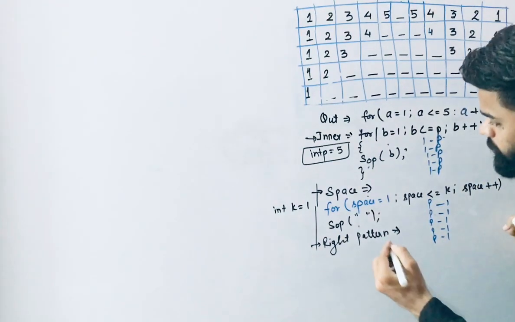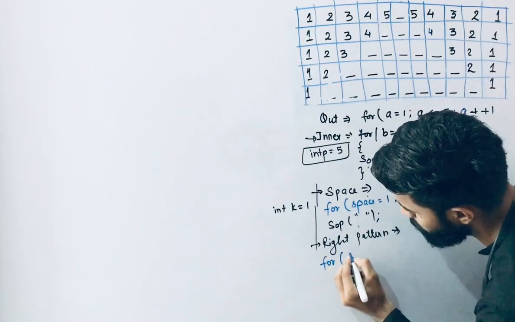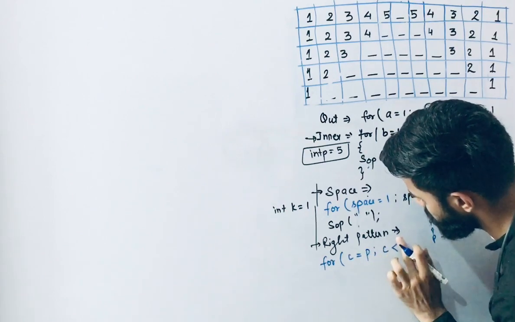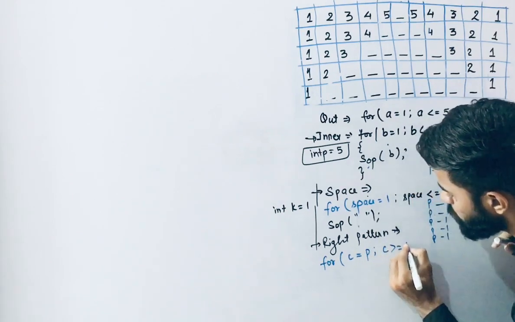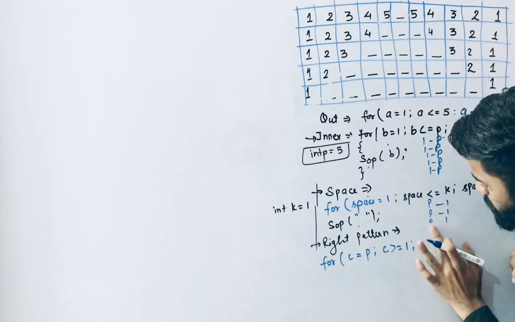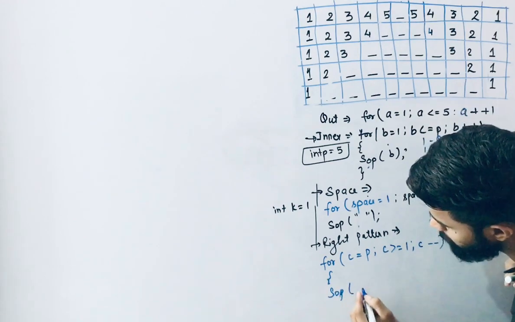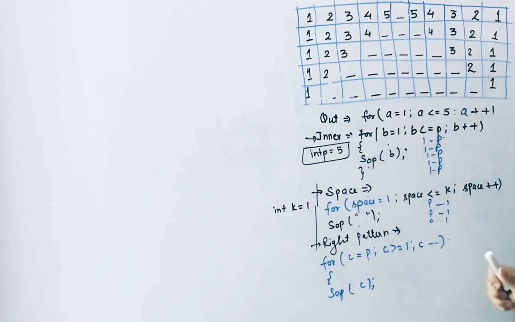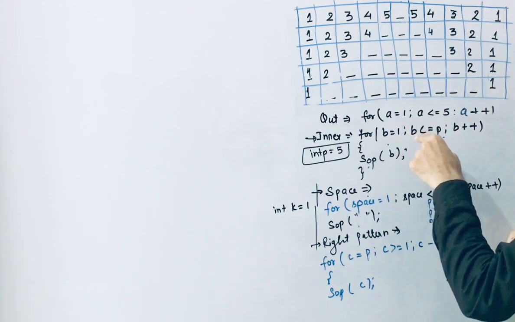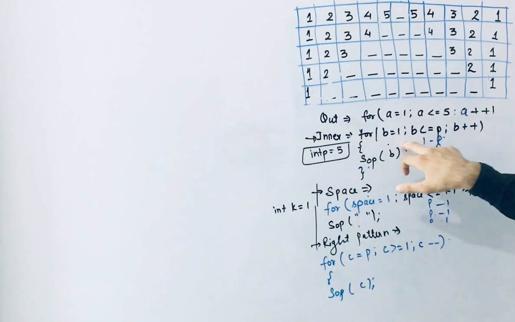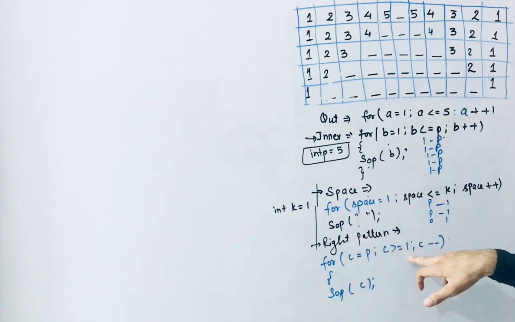Okay? And then what I can write here, for c equal to p, c is greater than or equal to 1, and then c minus minus, and then in SOP we can print here c. So see class, this is a basic task for printing our inner loop left pattern, inner loop space, and inner loop right pattern.